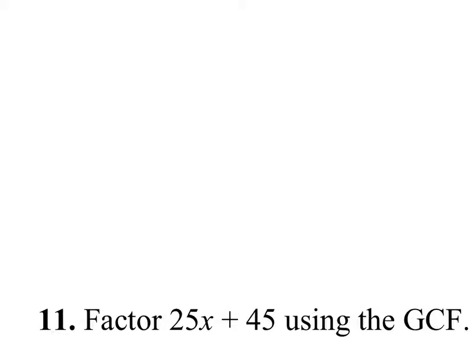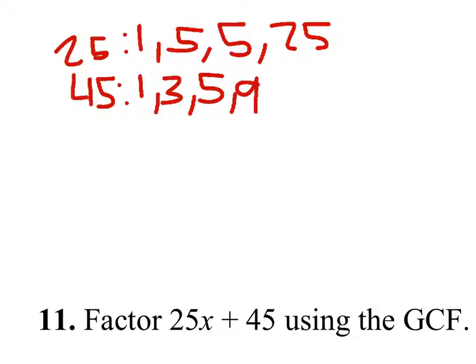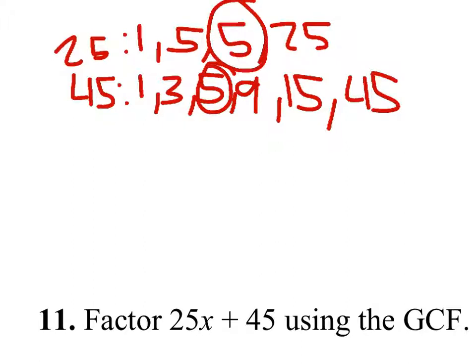Okay. So we're going to want to find the greatest common factor. The factors of 25 are 1, 5, and 25. And then you want to find the factors of 45, which are 1, 3, 5, 9, 15, and 45. Then you'll find the greatest common factor, which is 5.